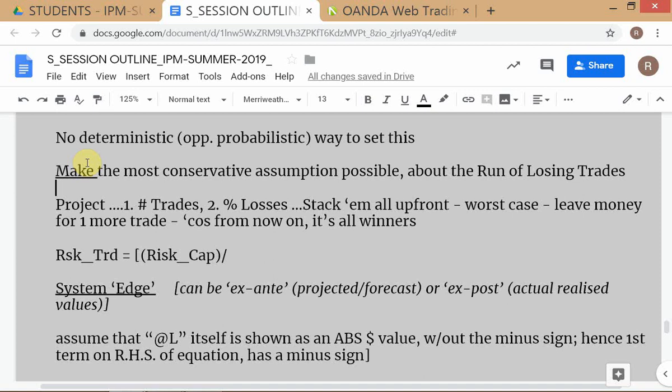So what is the run of losing trades? The run of losing trades is nothing but if you do a lot of trades, some of them are going to be winners and some of them are going to be losers. You understand that? Just like when you flip a coin, some will be heads and some will be tails.